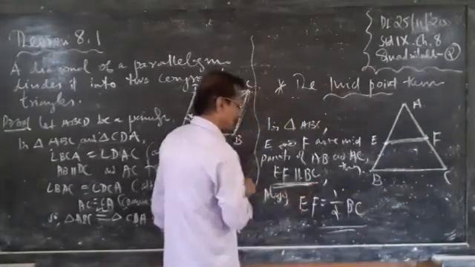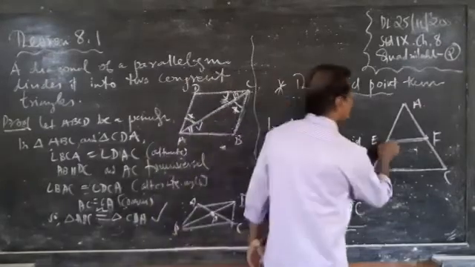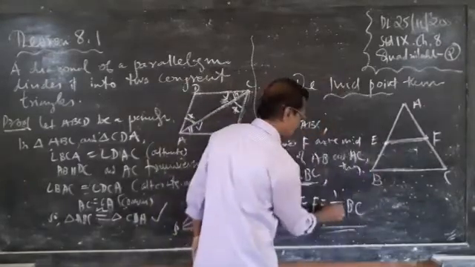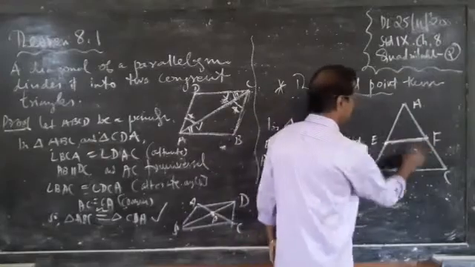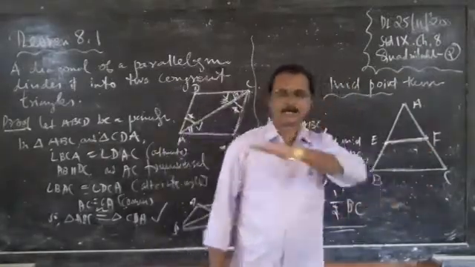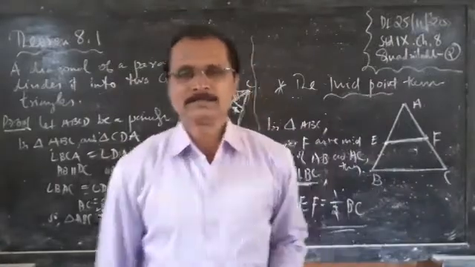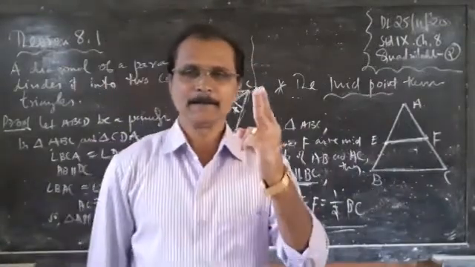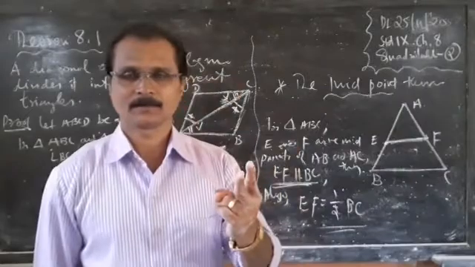EF BC का parallel होगा. At the same time, EF is equal to half of BC. The length of EF is half of BC. BC का जो भी measurement है, इनका half measurement होगा EF. So this is called the midpoint theorem.